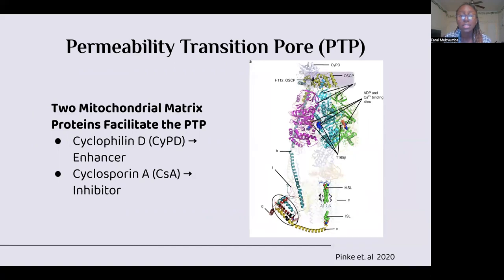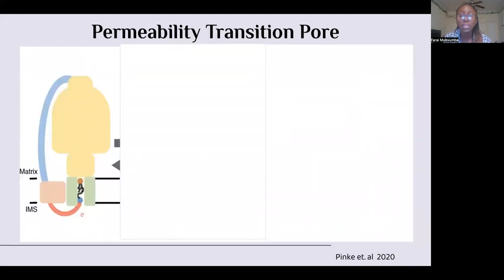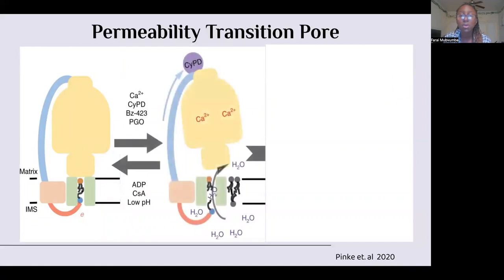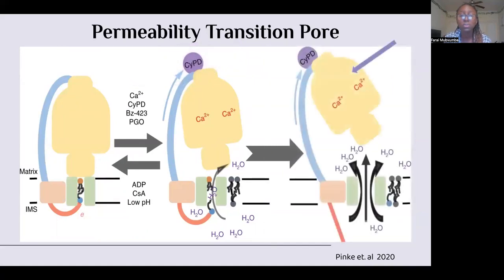Cyclophilin D, CYPD, increases the F1-F0 sensitivity to calcium, facilitating pore opening. And cyclosporin A, CSA, not pictured, binds similarly but inhibits the PTP. In their model, CYPD binds to the crown and stiffens the OSCP-PS assembly, almost like a molecular grip. This grip, coupled with the large calcium-induced F1 conformational changes, would result in pulling or pushing forces that will lead to subunit E pulling the lipid plug out of the C ring.